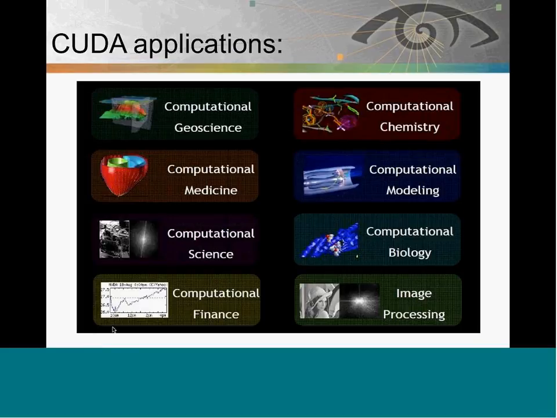Here are a few of the CUDA applications, where it has been used. It has been used in computational geoscience, medicine, computational finance, as I mentioned, NAMD, GROMACS, and so on. It has also been used in computational modeling and computational biology, like HMMER, and others.